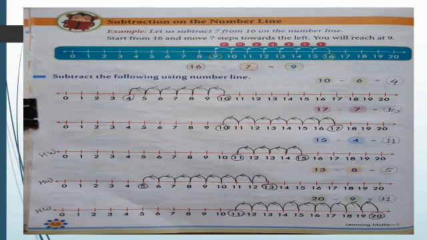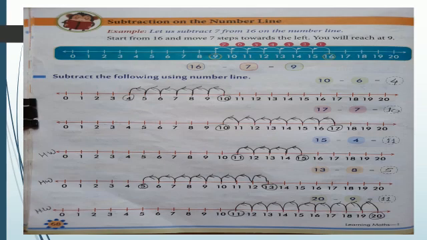Understood? Now tell me where we reach. Tell me the number where we reach. We reach the number 9. So that is our answer. Circle it. So 16 minus 7 is equal to 9. Understood this one? Now see the exercise.